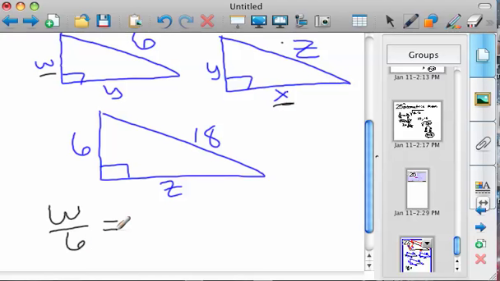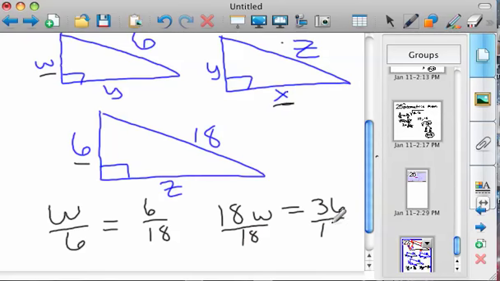So W over 6 equals 6 over 18. And then cross multiply and help me out here as we go. So we'd have 18W equals 36. So then you divide by 18, and it looks like 2? 2, yep. So we know W is 2. Once you have a value, you can plug that in. Okay. So we're going to plug 2 in there for W. We no longer are worried about W. It is 2 for the rest of this.